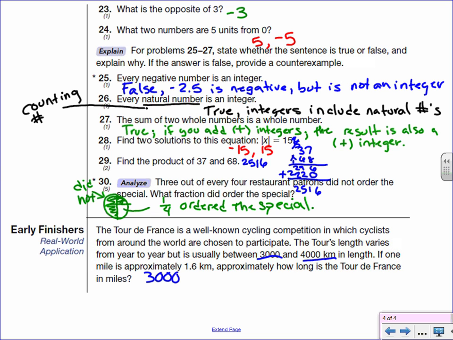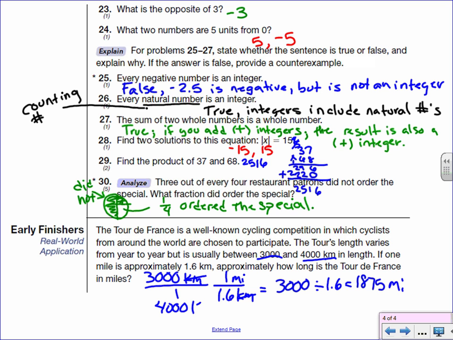So if I have 3,000 kilometers over 1, then kilometers needs to go on the bottom of the next fraction. And there's 1.6 kilometers per 1 mile. Kilometers cancels out, and this would be 3,000 divided by 1.6, which is 1,875 miles. Then we have to do the 4,000 kilometers one to figure out the range.